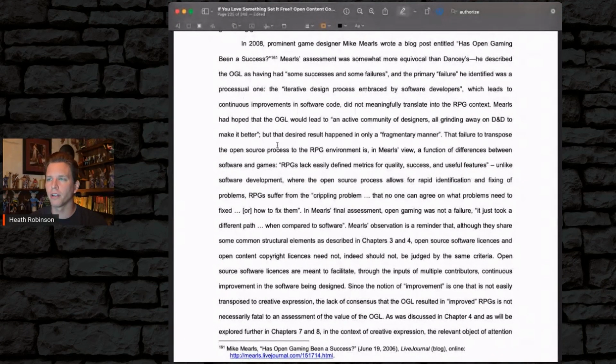The primary failure he identified was a processual one. The iterative design process embraced by software developers, which leads to the continuous improvement in software code, did not meaningfully translate into the RPG market. Merrills had hoped the OGL would lead to an active community of designers, all grinding away on D&D to make it better. But that desired result happened only in a fragmentary manner.